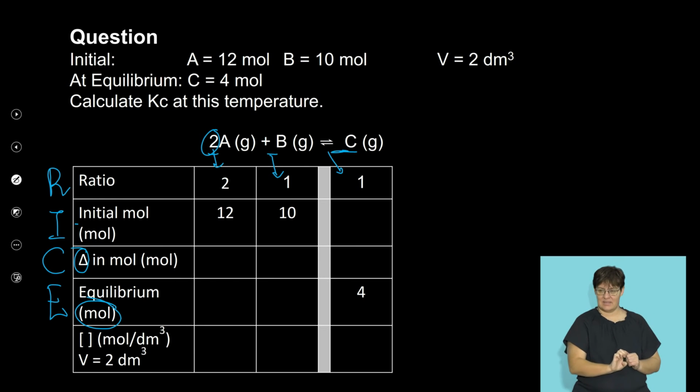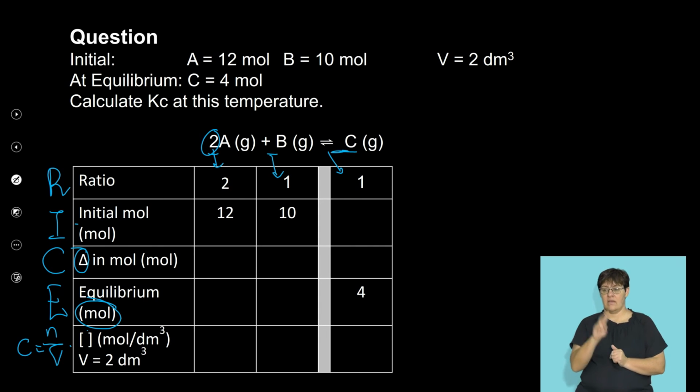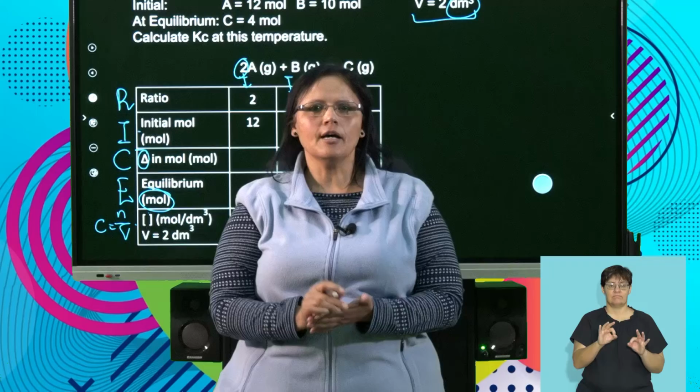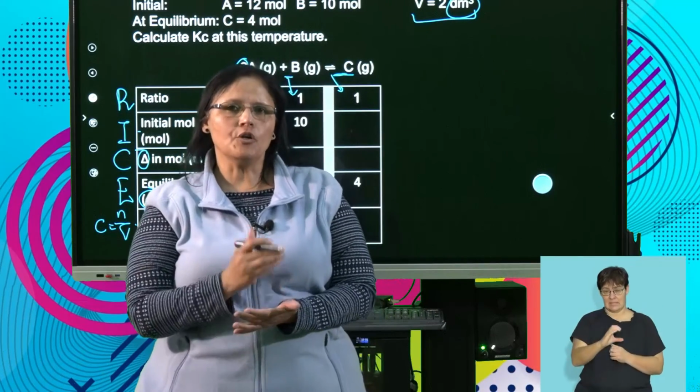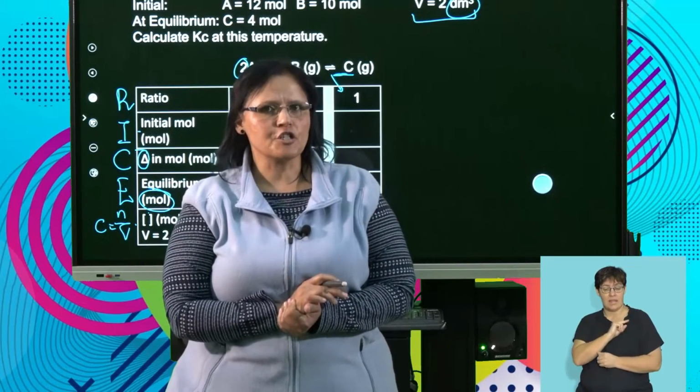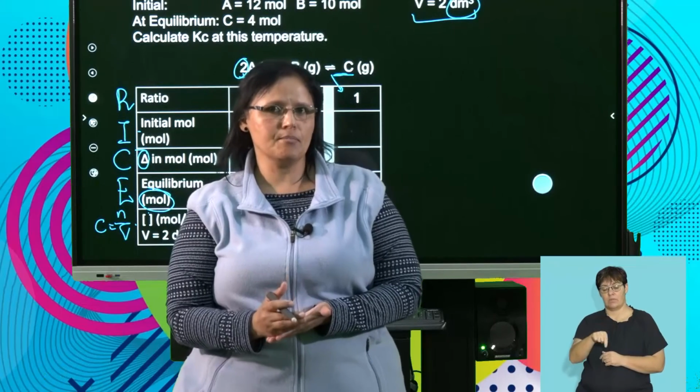What is the number of moles at equilibrium? We take that number of moles that we will calculate there and convert it into a concentration by using C is equal to n over V. Where does V come from? V was given to us, and V is in the correct unit, decimeters cubed. Why do I say it's in the correct unit? Remember, when you work out the concentration, you need to have your volume in decimeters cubed, because your concentration unit is moles per decimeter cubed.